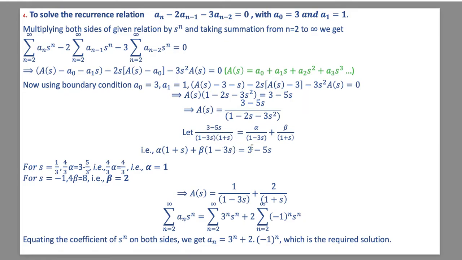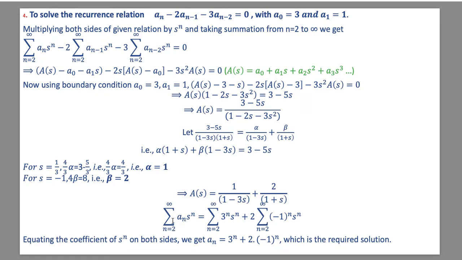So you know how to find the partial fractions. Alpha upon first factor, beta upon second factor, and we can write alpha into 1 plus s plus beta into 1 minus 3s is equal to 3 minus 5s. To find the value of alpha, we put 1 minus 3s equal to 0, and we get alpha equal to 1. To find the value of beta, we put 1 plus s equal to 0, means s equal to minus 1, and we get beta equal to 2. It means As is equal to 1 upon 1 minus 3s plus 2 upon 1 plus s.